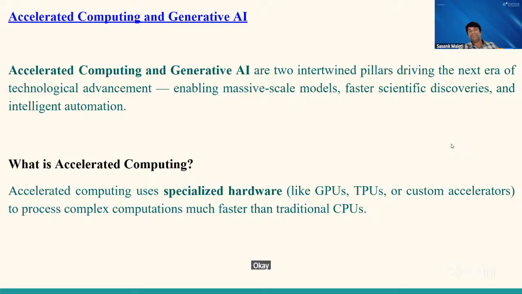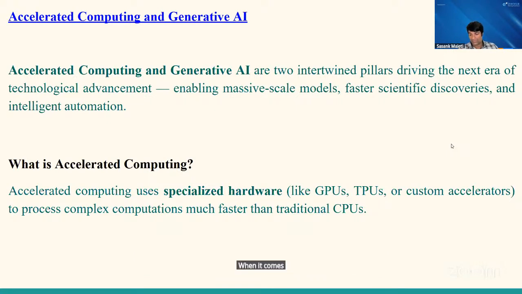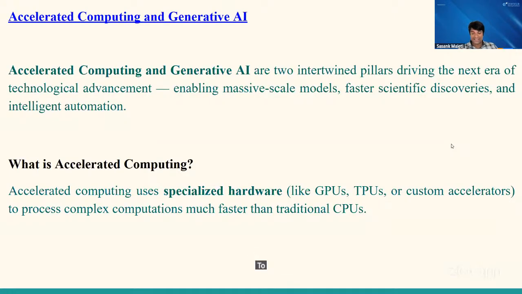For example, if something takes 10 minutes on a dedicated GPU, it will take around 25 minutes to half an hour on a normal laptop without a dedicated GPU, and it will struggle. A normal or traditional CPU will struggle to perform the task. So it's not just about time, it's also about the struggle it will face.